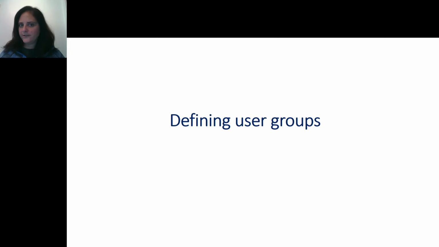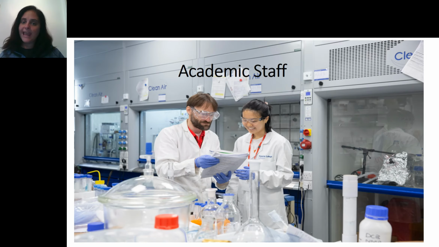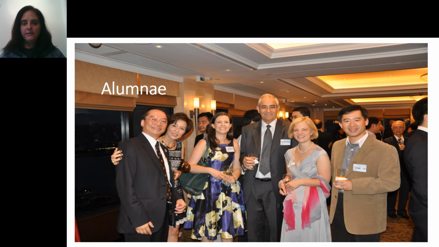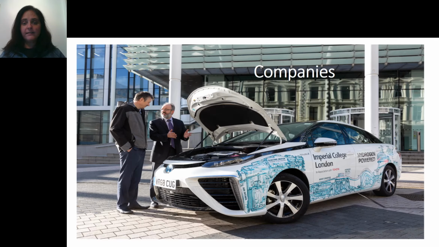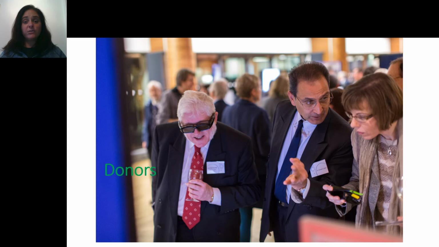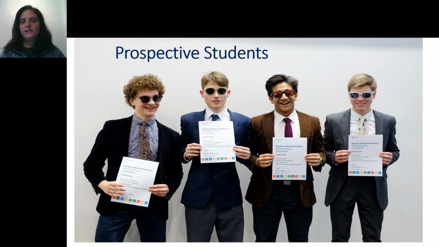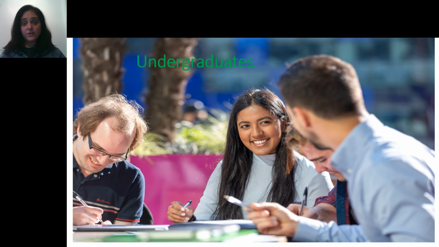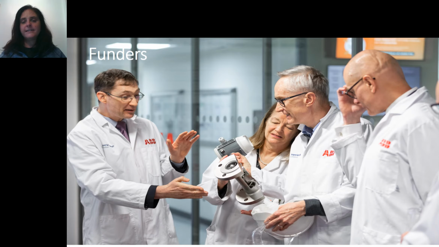Imperial has many different types of user groups. Let's have a look at some now. We have academic staff. We have alumni. We have companies and industry. We have our professional support staff. We have donors, prospective students, current students, our undergraduates, and funders.